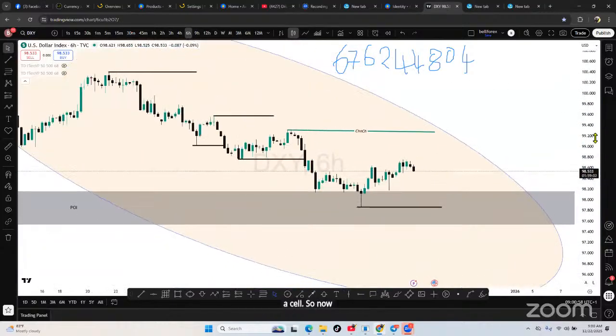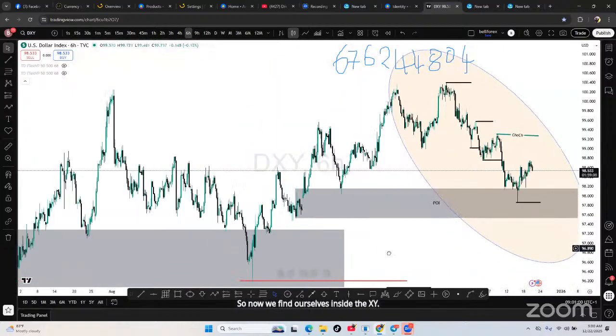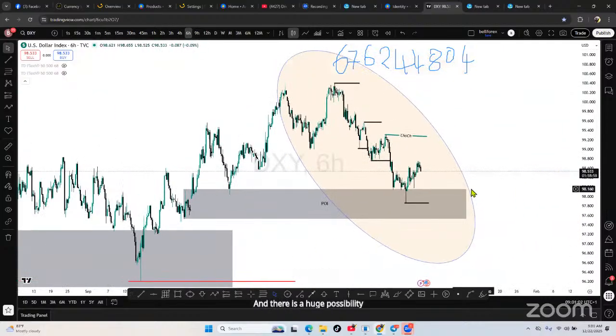So now we find ourselves inside the DXY, and there is a huge possibility that this market is going to still move down a little bit in search of liquidity.